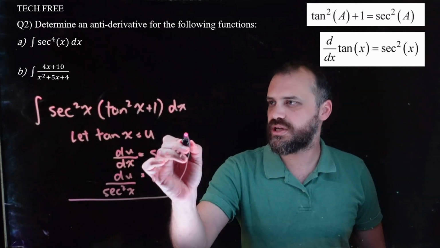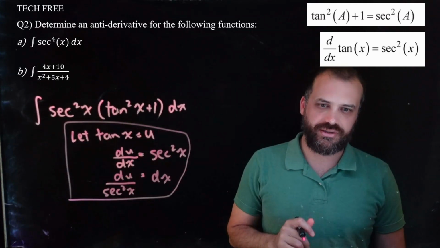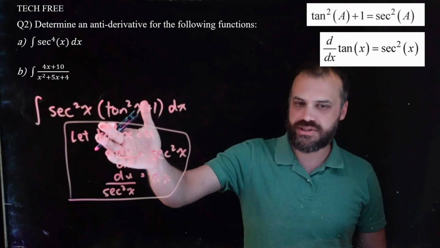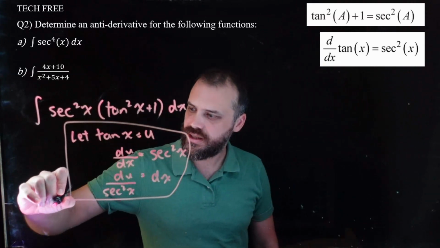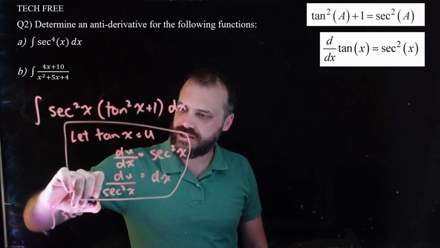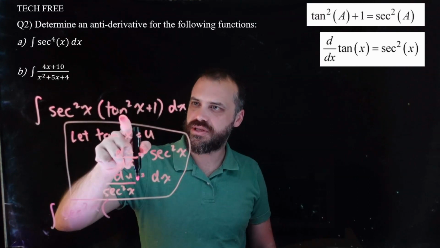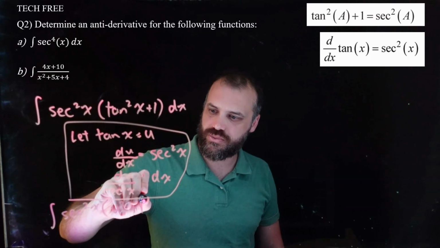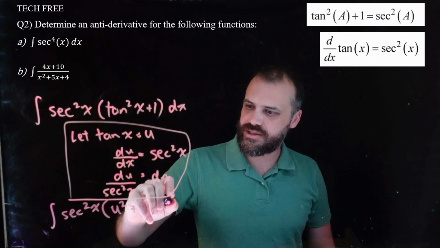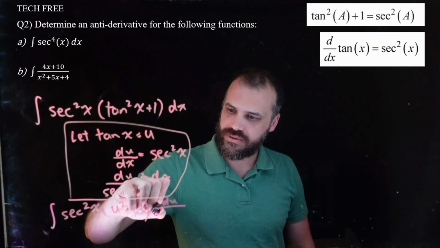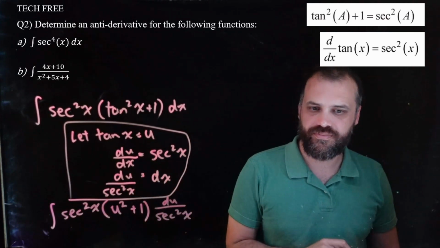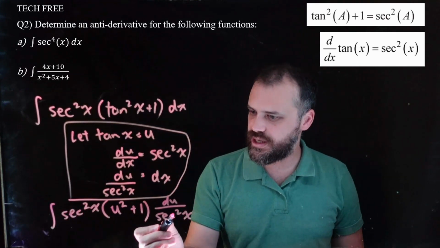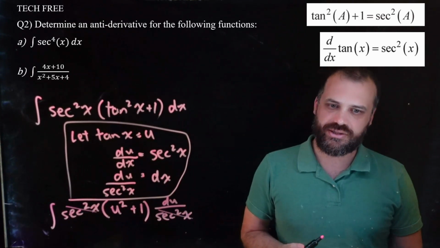All right, so this is all important stuff. Usually I do this off to the side a little bit. Now that I've done that, I can sub in some stuff into my equation. I can say the integral of sec squared x times, now u is tan x, u squared plus 1, not dx, but du over sec squared x. And now it's obvious why I've done this, right? Because now I've got this sec squared x and this sec squared x that cancel each other out.